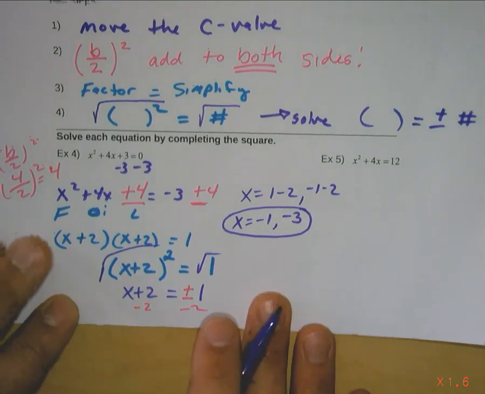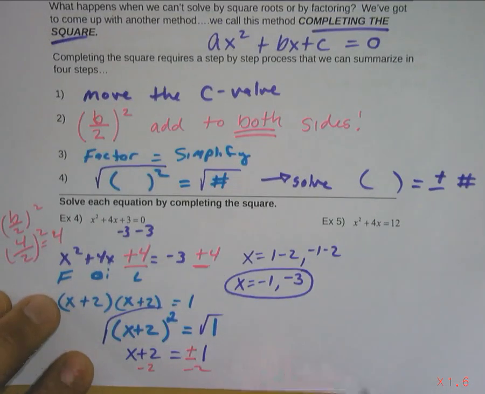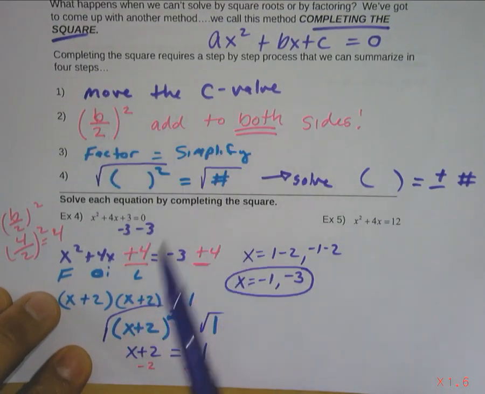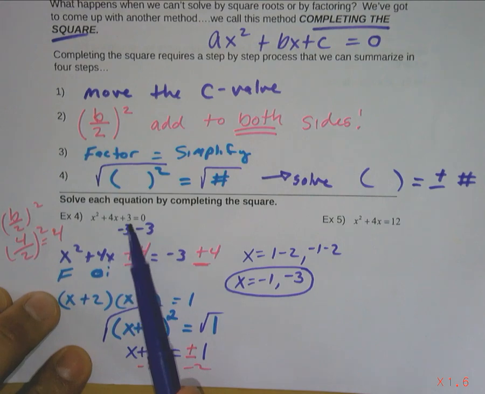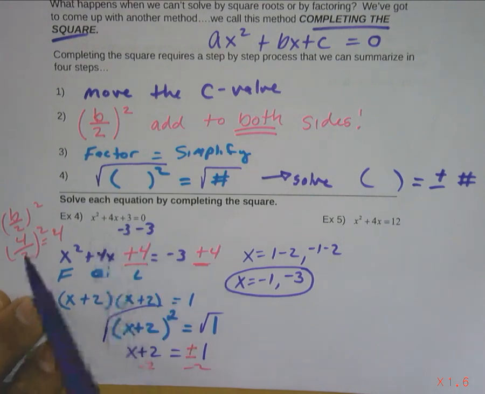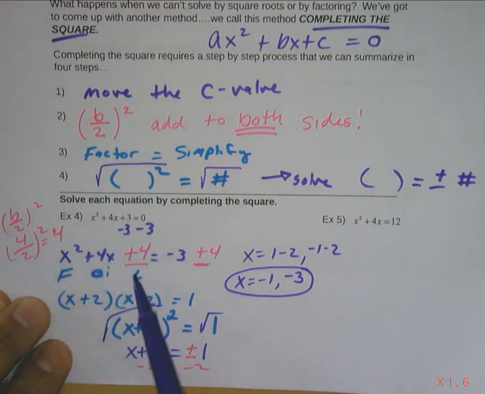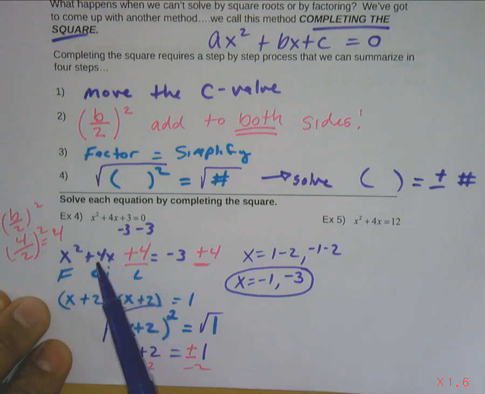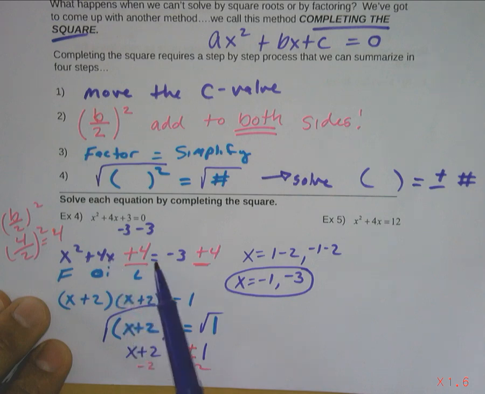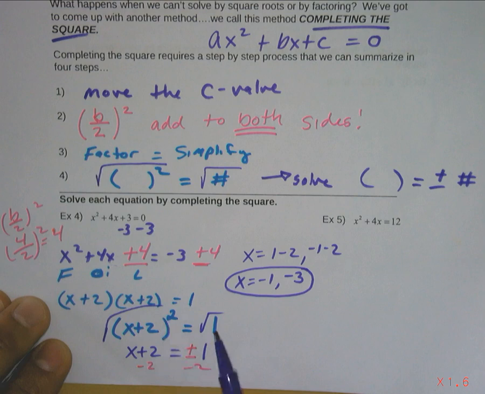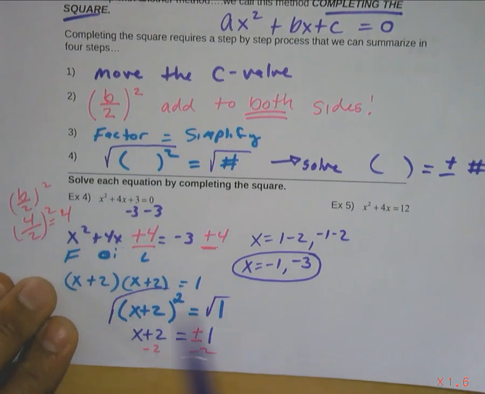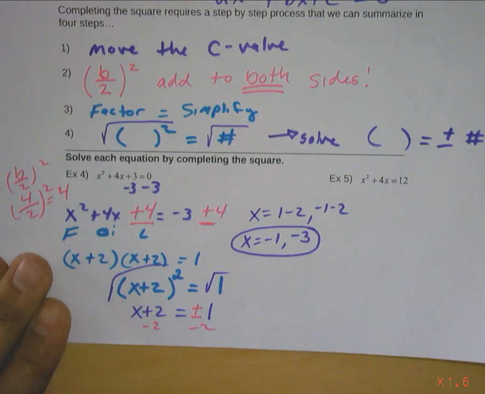Okay, so if we break this down, it's not too bad. I'm going to walk you through this again. Step number 1, move that constant over. There was a 3 here, so we moved it over. Then we took our b divided by 2 and squared it. The number in front of x, this guy right here, 4, divided by 2 squared is 4, so we add it to both sides. We factored the left and simplified the right so that we could square root both sides and solve it. Okay? All right, do you guys have any questions?